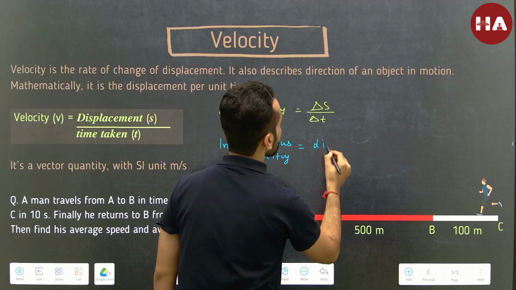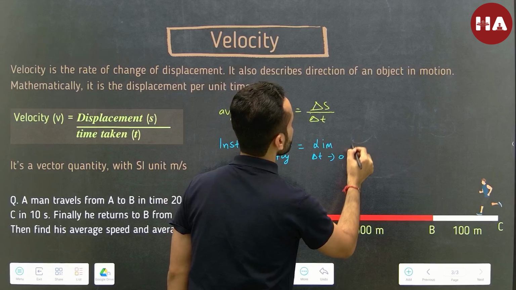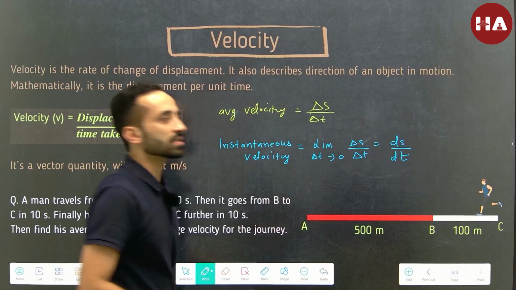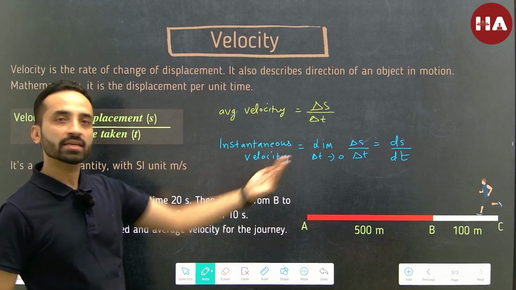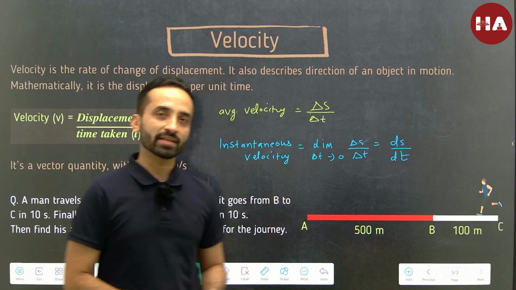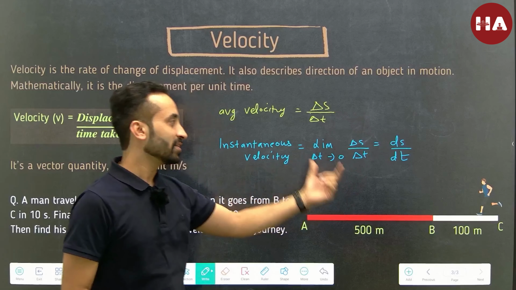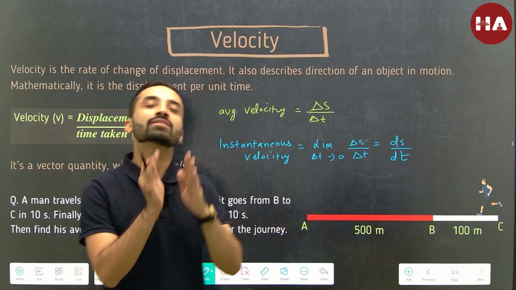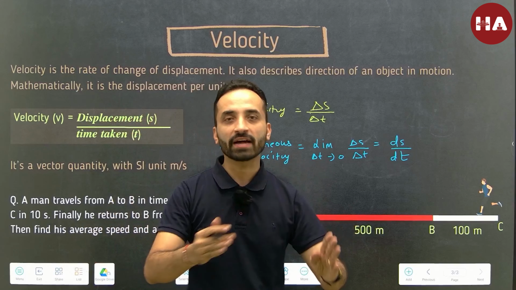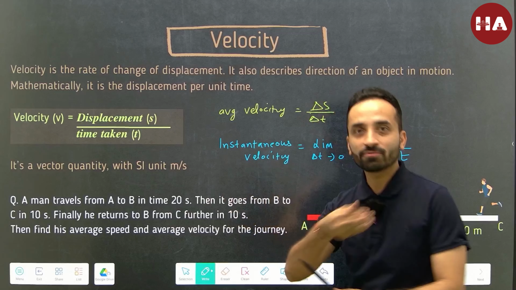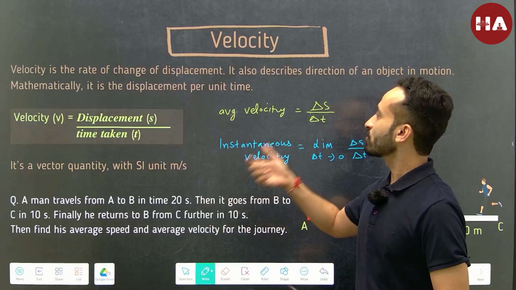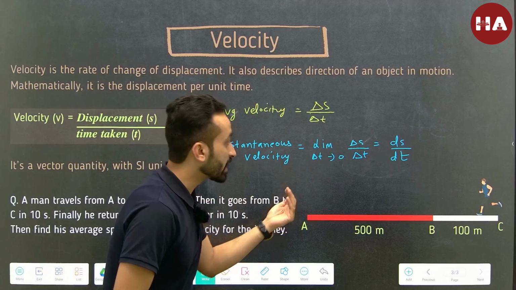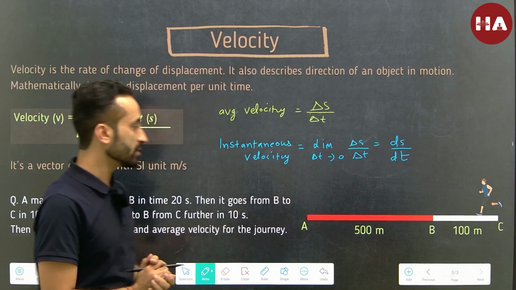So can I say that limit delta t tending to 0, delta s by delta t, which is nothing but ds by dt. So if average velocity is delta s by delta t, then instantaneous velocity is going to be ds by dt. So this is the slope of the secant of the graph. This is the slope of the tangent. So the gradient or the slope of the tangent is going to give you the instantaneous velocity. Don't worry, we'll do the questions, we'll do the graphs in detail, but just for an idea, because we have talked about it in the gradient thing, we have to discuss how average velocity is determined. It is delta s by delta t, while instantaneous velocity is ds by dt.